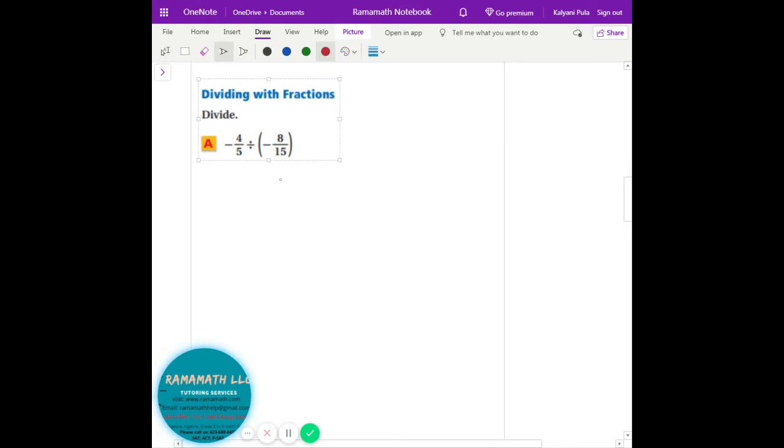When you divide fractions, you can do a simple one. It's called keep, change, and flip. Or switch. Yeah, you can do that too.